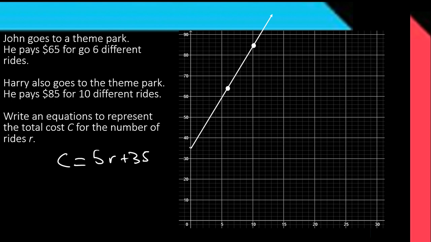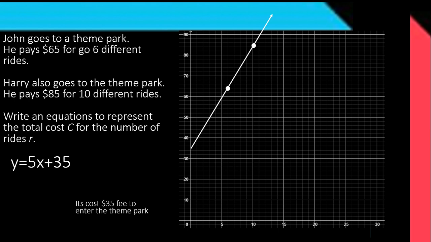So the last thing I want to show you before we end the video is what does this mean? Just like in previous questions, we know that the y-intercept in this question is going to tell us how much it is just to enter the theme park. So it's $35 just to go to the theme park because you go on 0 rides, but you still have to pay $35. And then again, there's no negatives in this question because you can't pay a negative price, which would mean they give you money, and you can't go on negative rides. So that's why there's no negatives in that question.